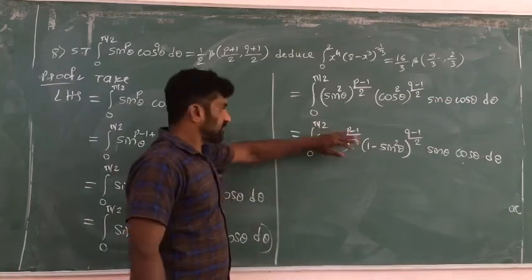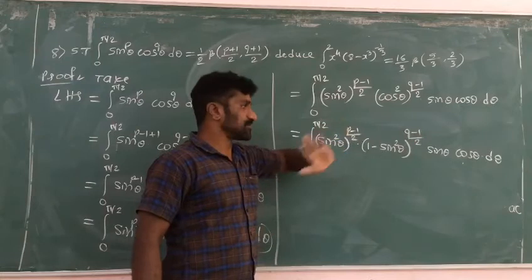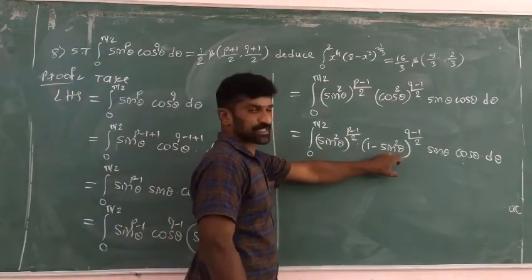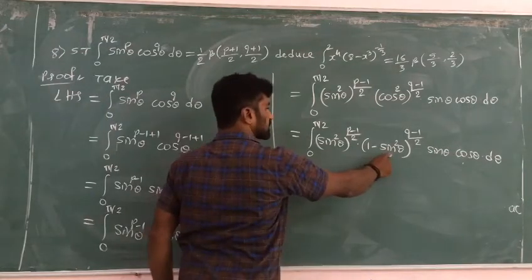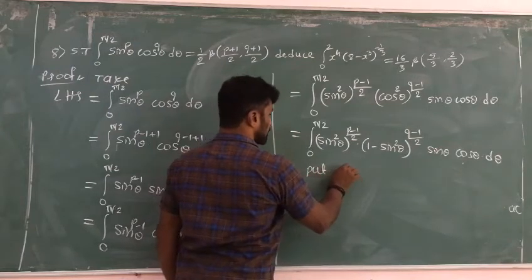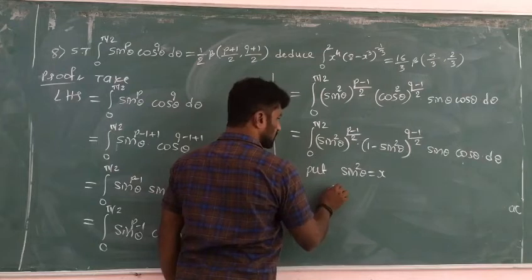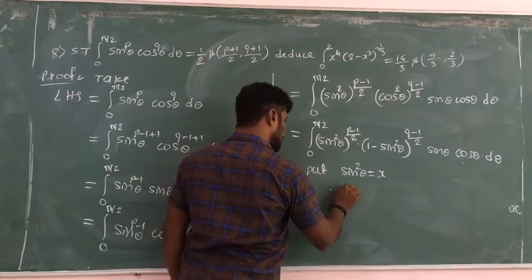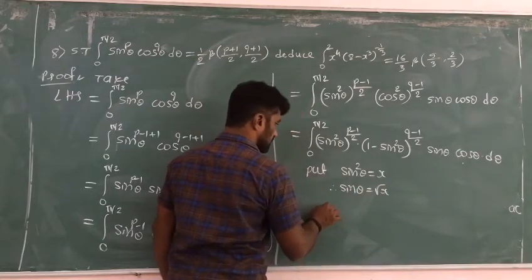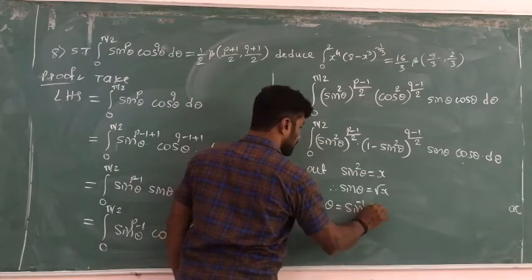So it is exactly in the form of x raised to n minus 1 into (1 minus x) raised to m minus 1, into dx. We have to convert to that form. To bring 1 minus x, put sin square theta and differentiate. Put sin square theta is equal to x. Therefore sin theta is equal to root x. So theta is equal to sin inverse of root x.